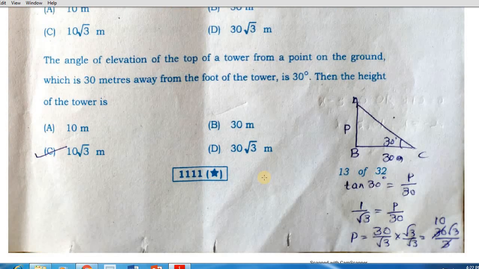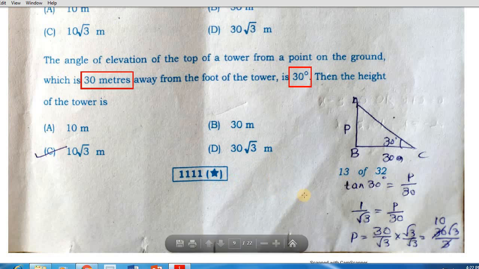Question number 19, children. The angle of elevation of the top of a tower from a point on the ground which is 30 meters away from the foot of the tower is 30 degree. Then the height of the tower is. Height of the tower is asked, and they have given that the angle of elevation is 30 degree, and the distance from the foot of the tower to a point is given, that is 30 meters.